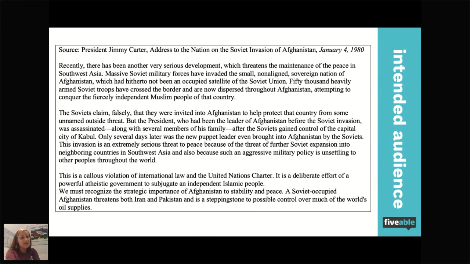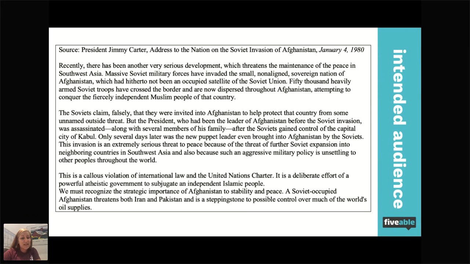Recently, there has been another very serious development which threatens the maintenance of the peace in Southwest Asia. Massive Soviet military forces have invaded the small, non-aligned, sovereign nation of Afghanistan, which had hitherto not been an occupied satellite of the Soviet Union. 50,000 heavily armed Soviet troops have crossed the border and are now dispersed throughout Afghanistan, attempting to conquer the fiercely independent Muslim people of that country.